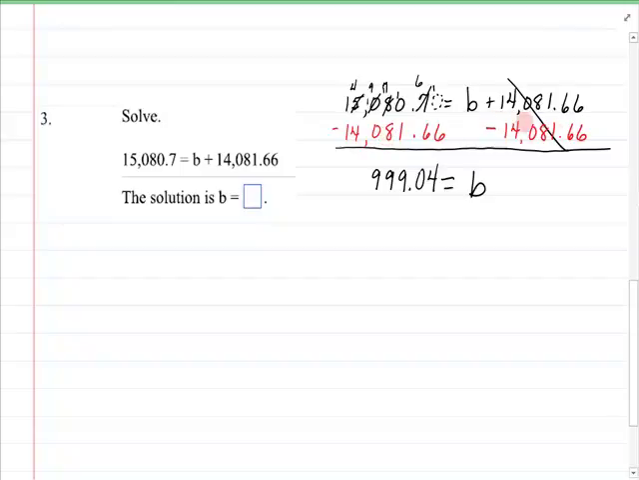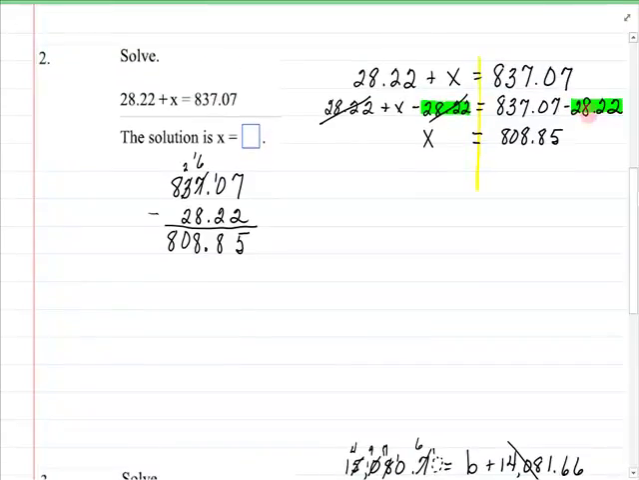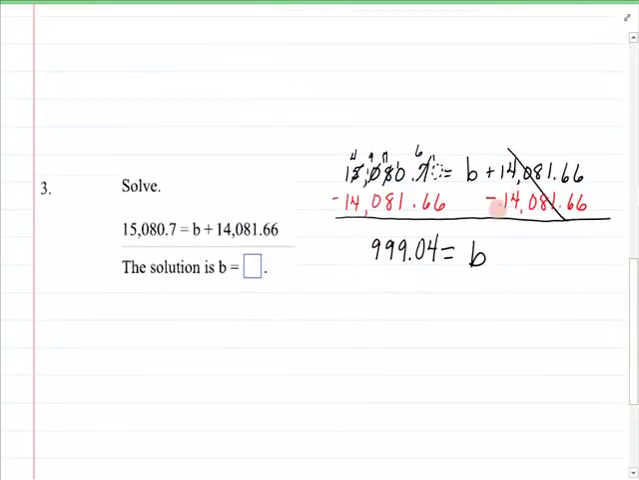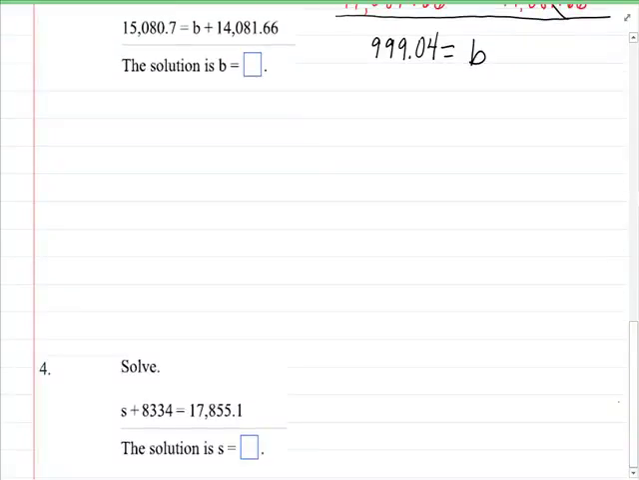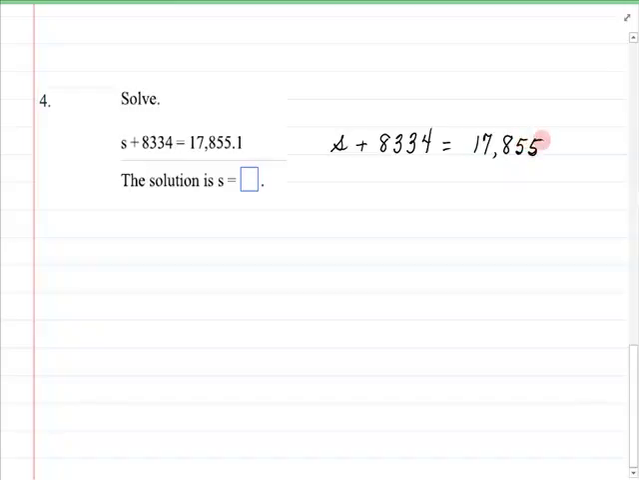So I hope it didn't bother you that I did this. I have been subtracting on the same one on horizontal lines, and I did the same thing up here. But if you want to, you can put it underneath. So let's solve one more equation. We have S plus 8,334 is equal to 17,855 and 1/10.